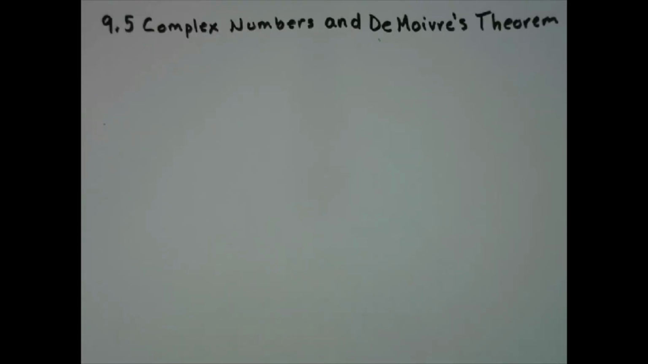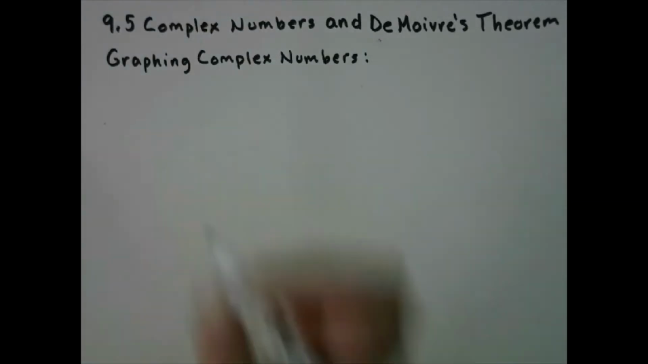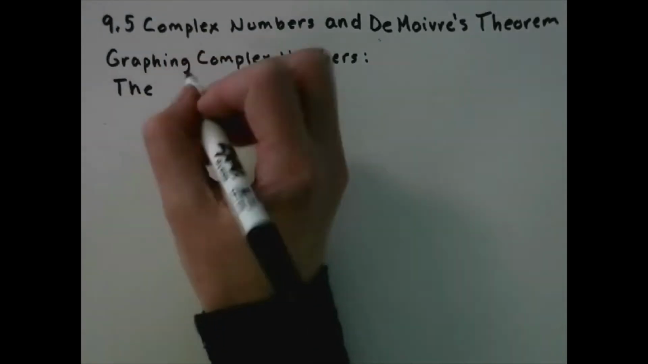Today's lesson is on complex numbers and how they relate to the polar coordinate system and something called DeMoivre's theorem. First, we are going to be graphing complex numbers on the complex plane.